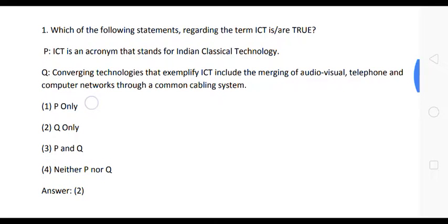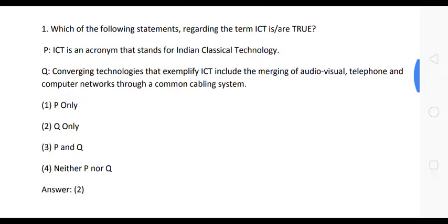Today we are going to discuss UGC NET Paper 1. Here we have 15 to 17 questions. The first question is, which of the following statements regarding the term ICT are true?